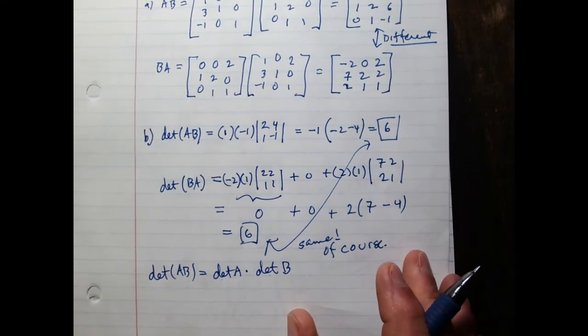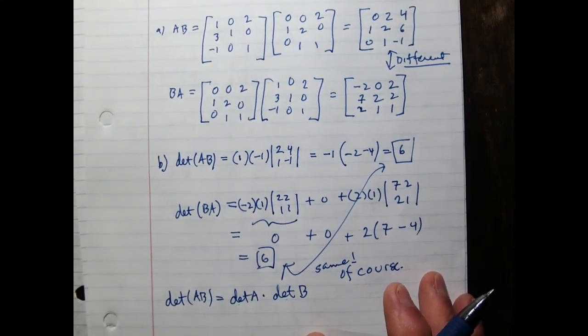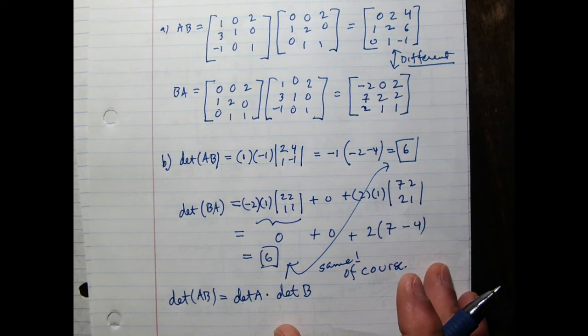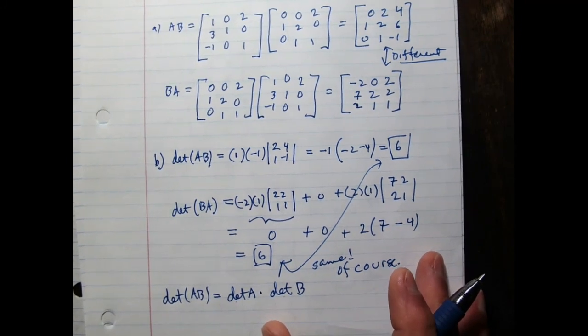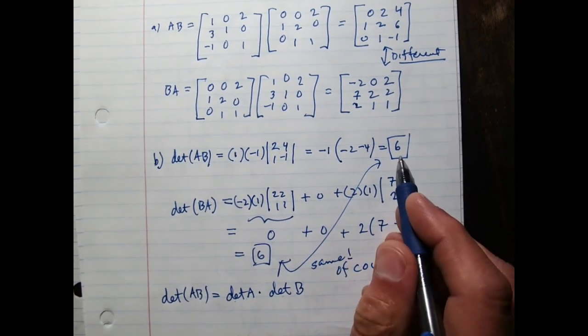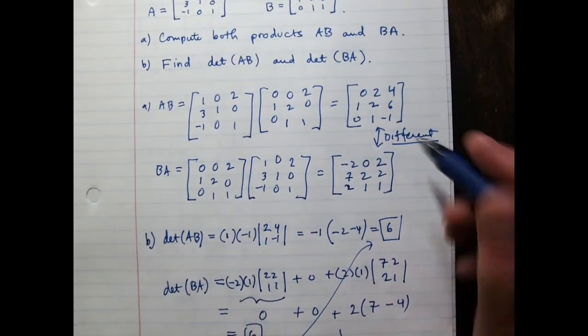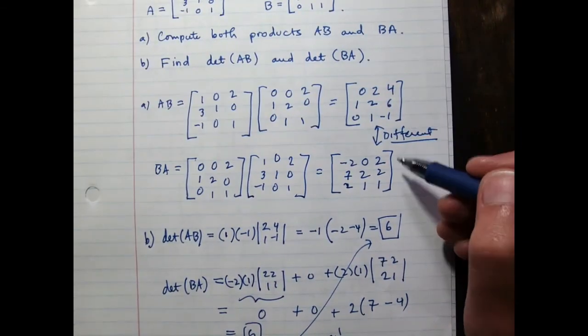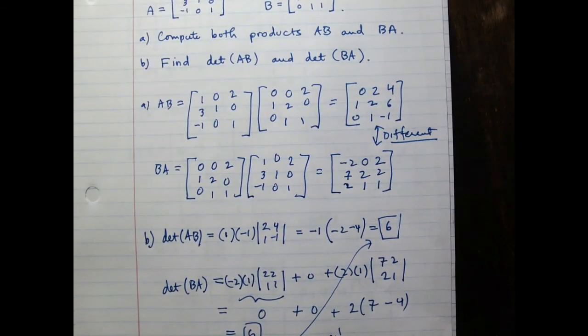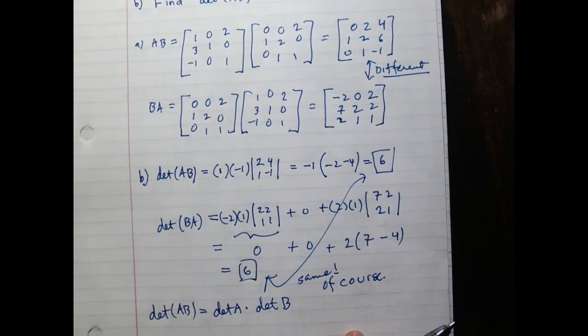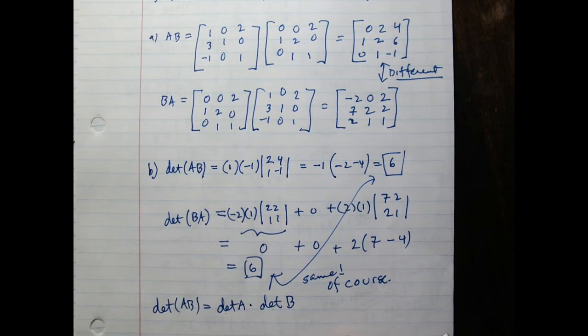I don't think I'm going to go through another calculation because this has gone on long enough. But it's just sort of interesting that the determinant gets preserved even though when you multiply in two different orders, you get different results for AB and BA. I don't know, there's something that just intrigues me about that. So that's the end of our 3.2 lectures.